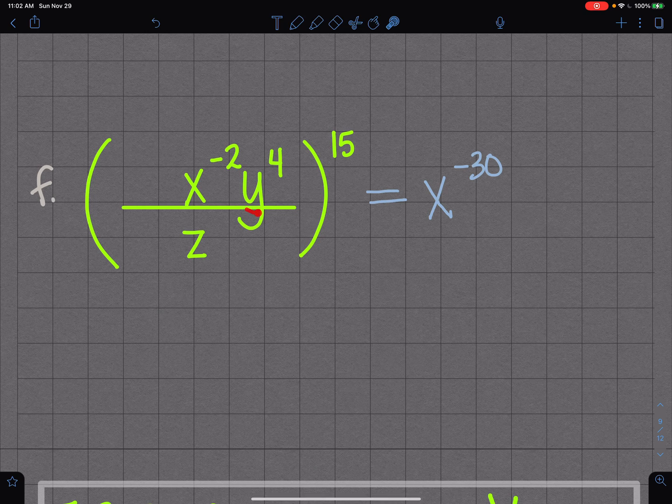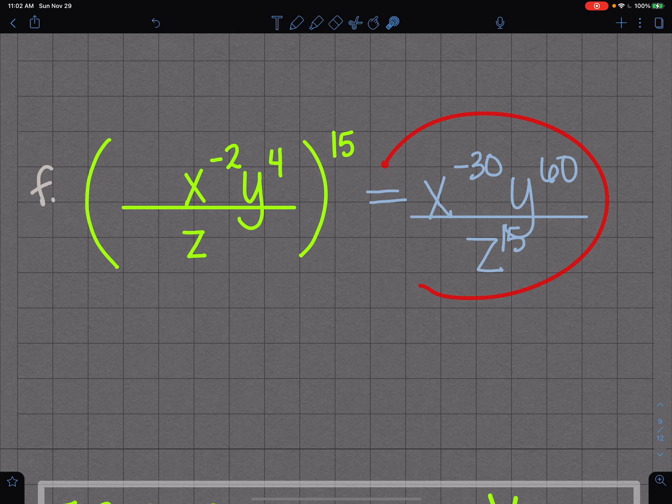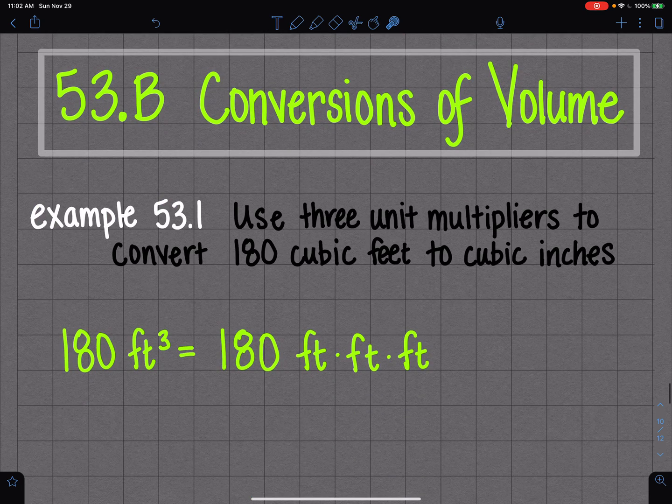What about the next one? What is 4 times 15? Oh, heck, I don't know because I don't have my calculator, so I'm going to look in the book. It's going to be y to the 60 power. Okay? Now at the bottom, easy peasy, you have z raised to the 15. And if you can read that, that is the right answer. All right. You would think that this lesson would be done because we've done so much already, but no, there is still more fun to be had.